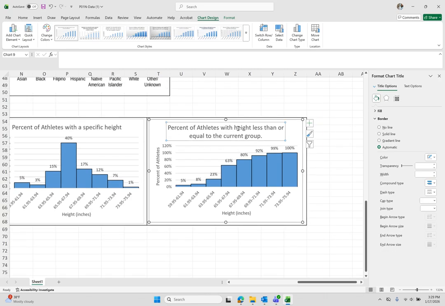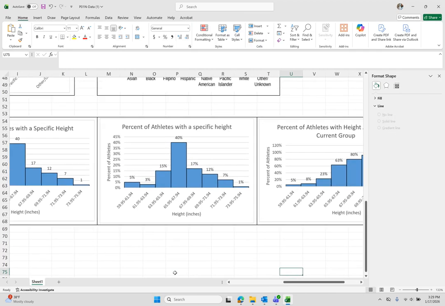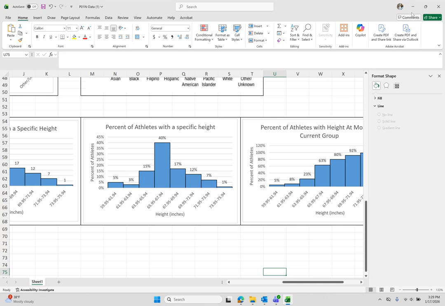So let's edit the title to capitalize it. Height less, let's say at most. Less than or equal to is at most. At most the current group. We don't need a period there. And this is how we will complete the graphs in Excel on the desktop.